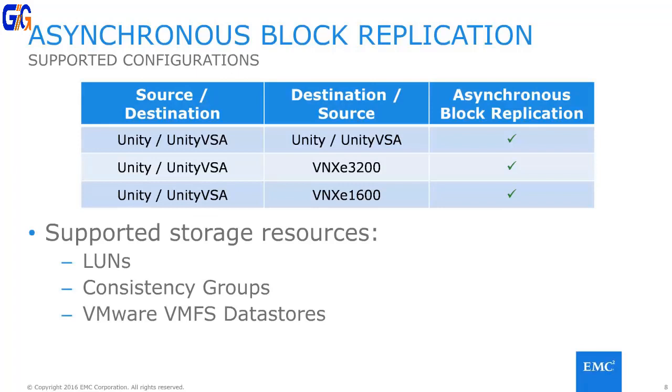Asynchronous block replication is supported between purpose-built Unity systems, Unity VSA systems, VNX E3200 systems, and VNX E1600 systems. Asynchronous block replication can be configured on the following block resources: LUNs, consistency groups, and VMware VMFS data stores.